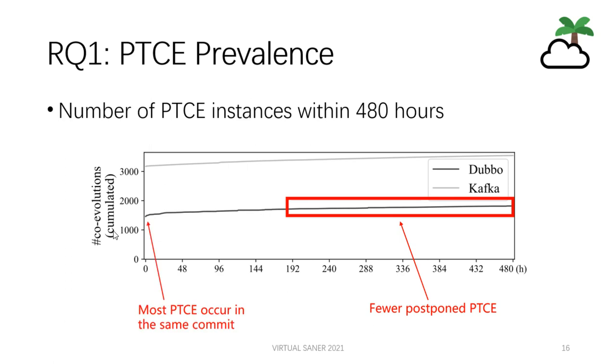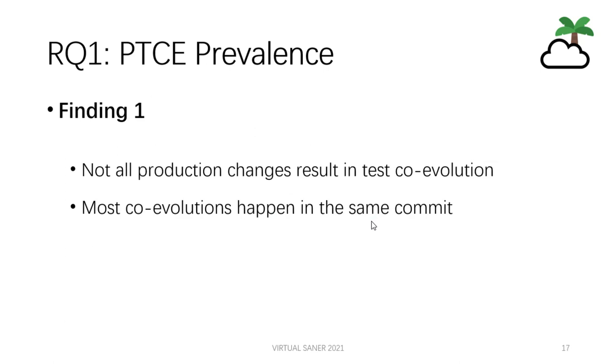This also fits our intuition, as time goes by, the number of coevolutions becomes fewer. We also observe similar distribution in other projects, so we draw the first finding. That is, not all production changes result in test coevolution, and also most coevolution happens in the same commit.